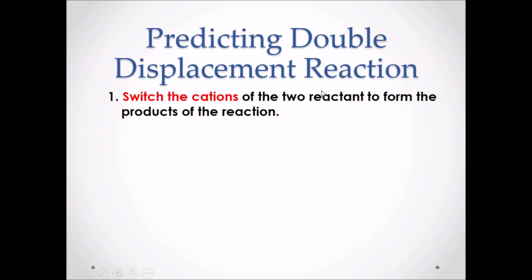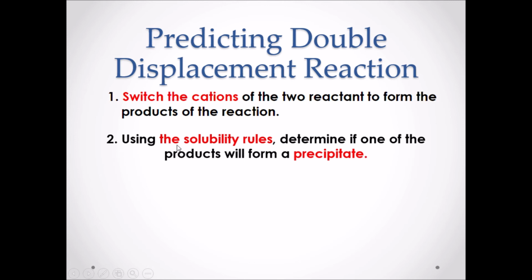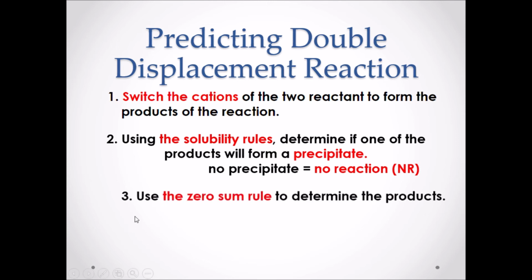Predicting double displacement reactions. Step number 1, switch the cations of the two reactants to form the products of the chemical reaction. Number 2, using the solubility rules, determine if one of the products will form a precipitate. If no precipitate is formed and both products are aqueous, no reaction will occur. Number 3, use the zero-sum rule to determine the products. And then finally, number 4, balance the chemical equation.